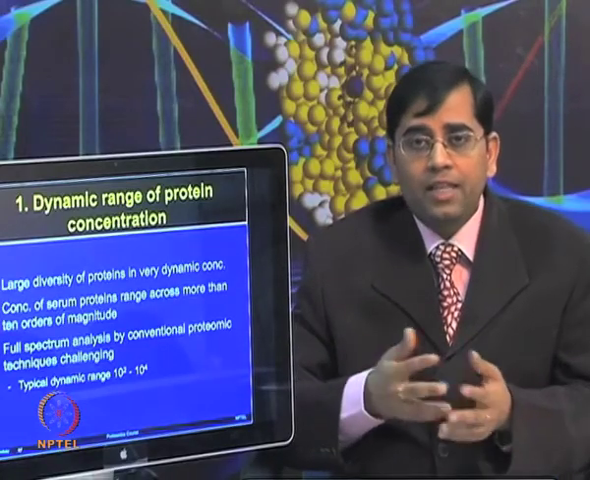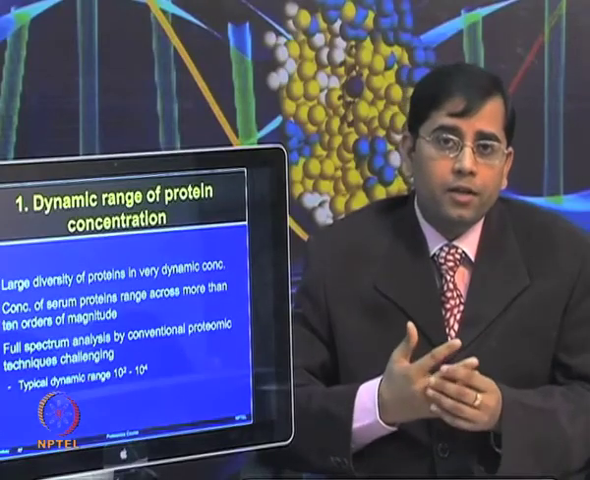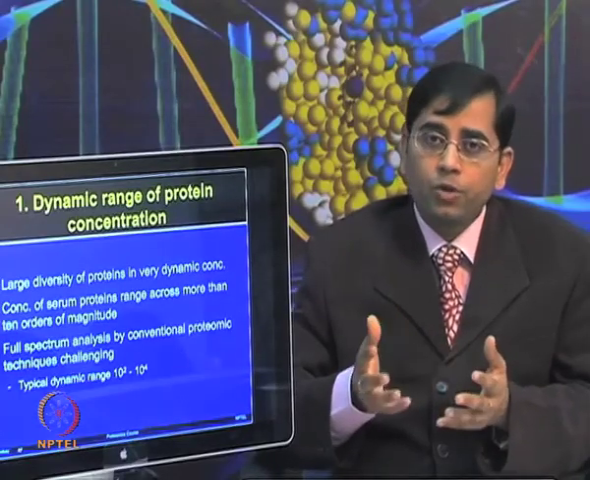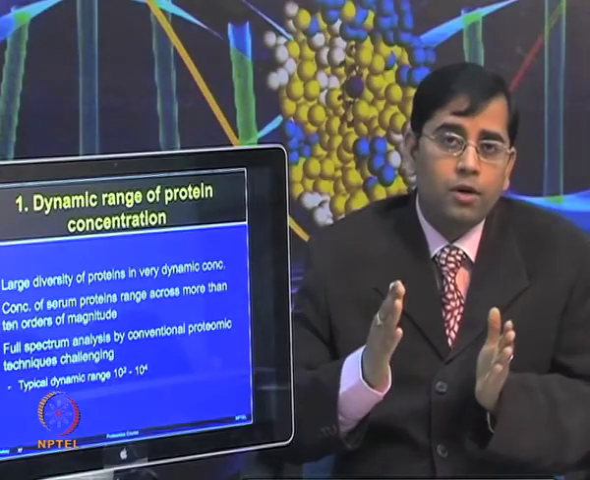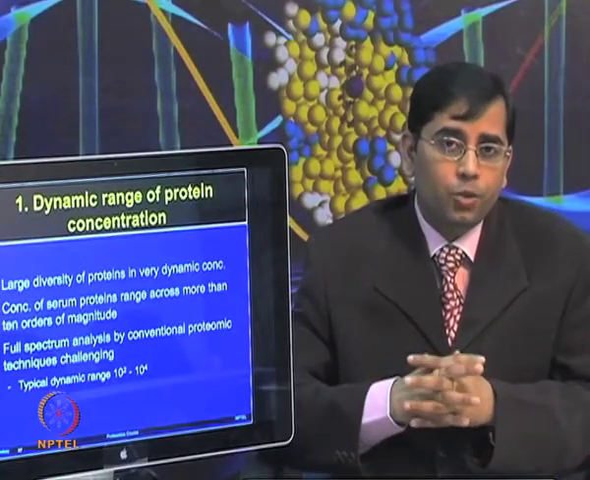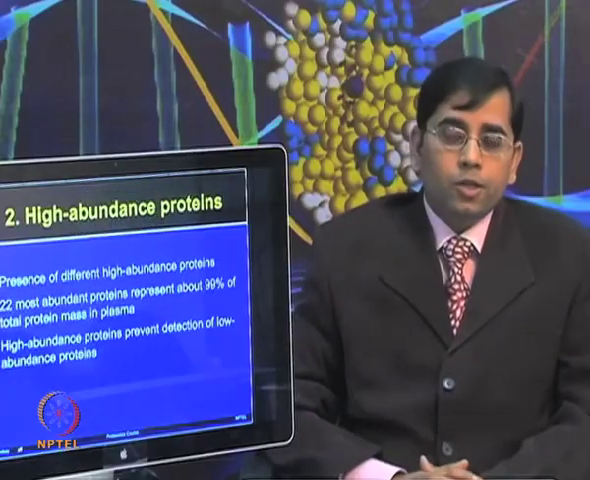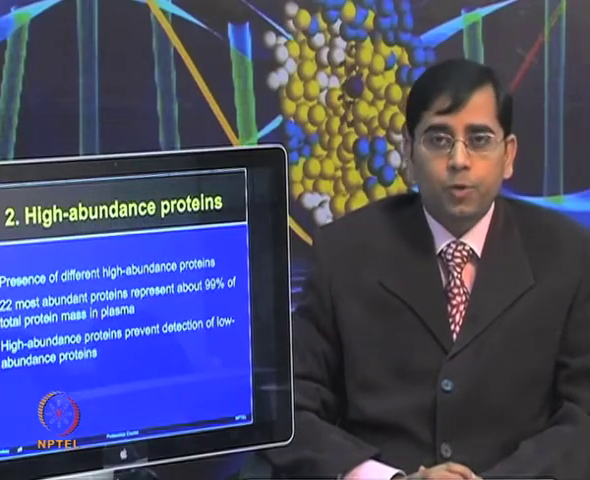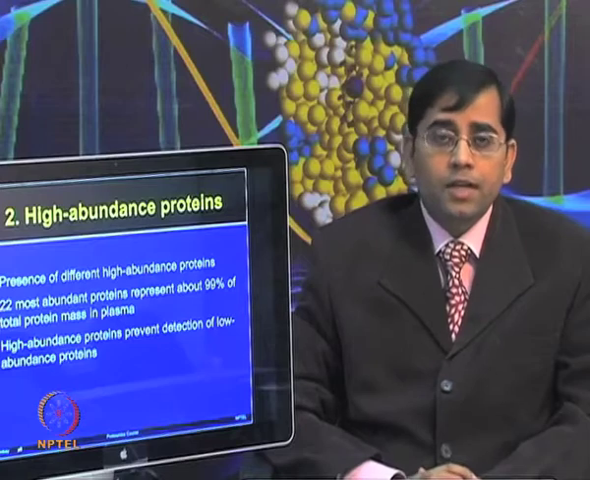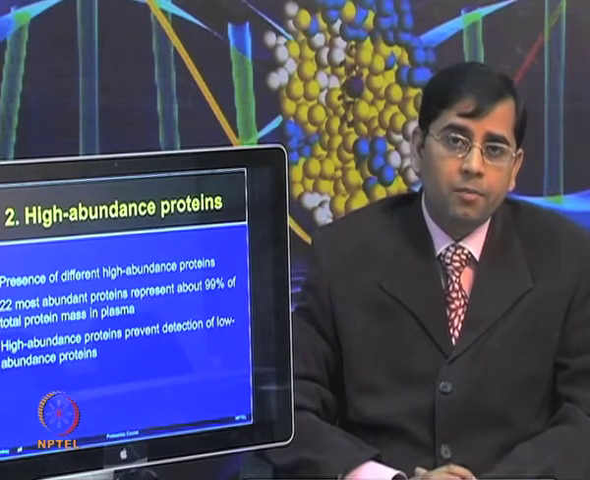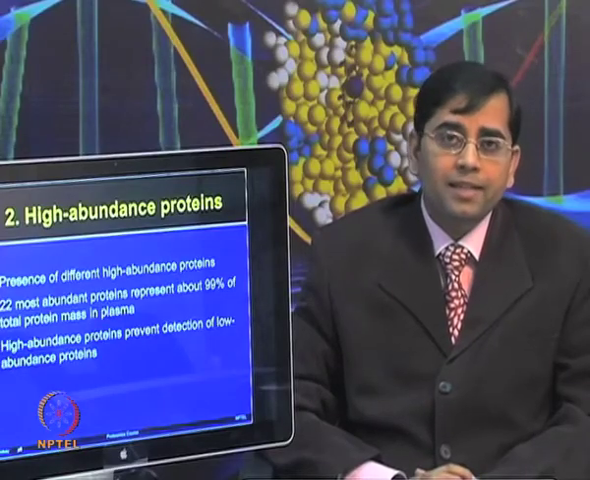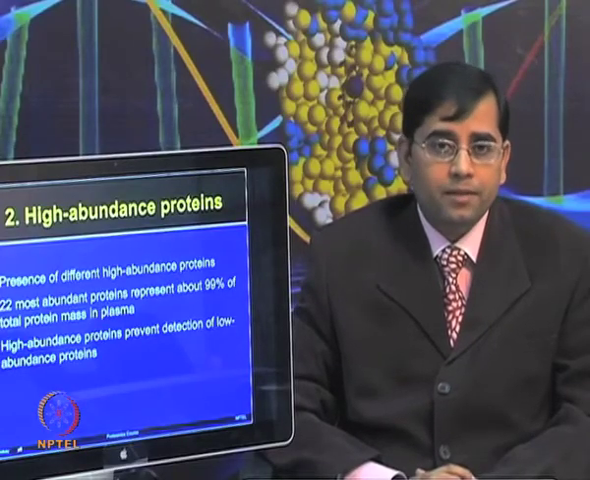So, to avoid these issues, people try to remove some of the abundant proteins from the very complex serum proteome, so that overall the dynamic range can be reduced and minimized. So, second point, the high abundance proteins. There are different high abundant proteins present in serum and plasma, which makes its analysis very complicated.